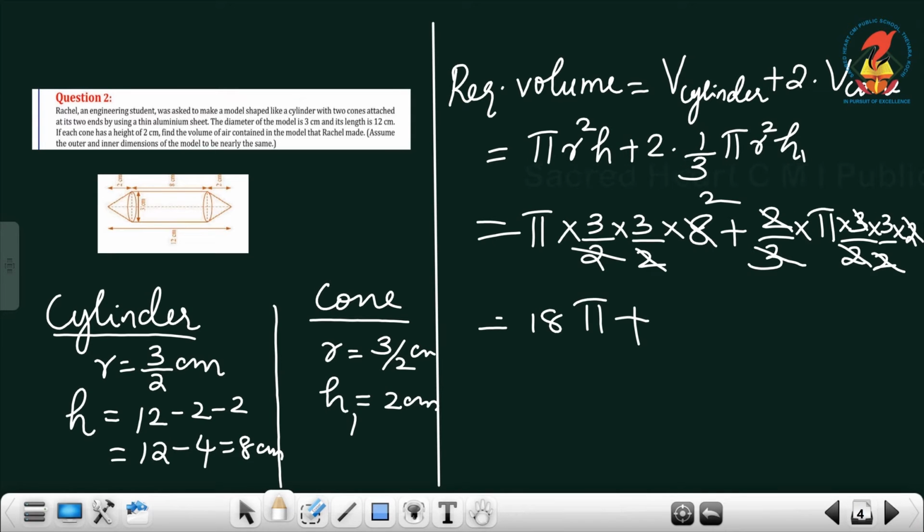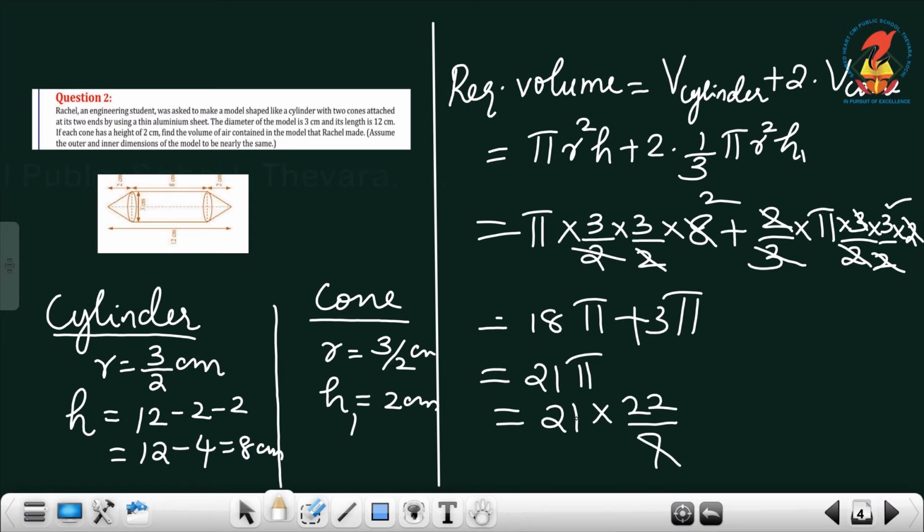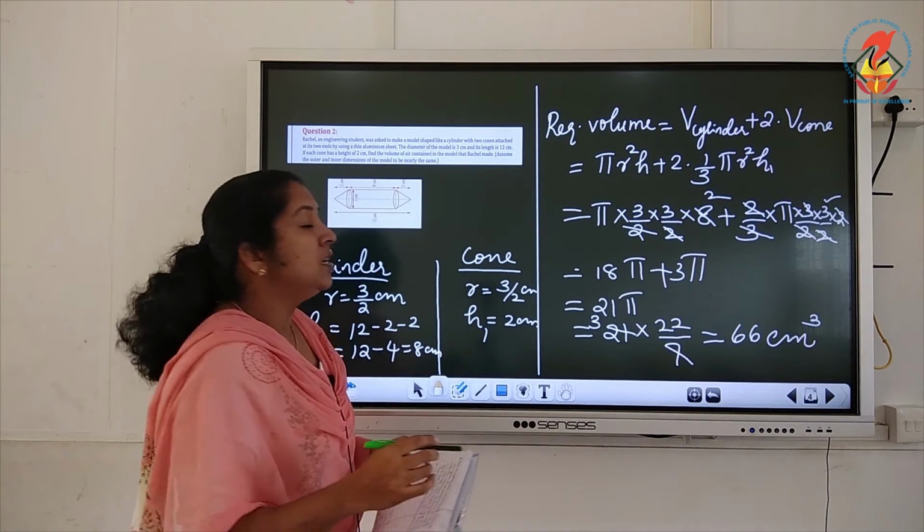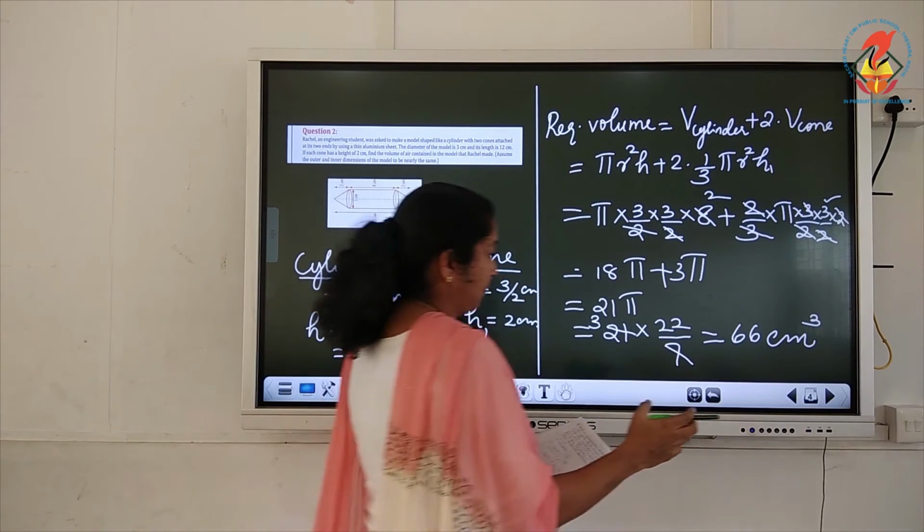So, it is 18 pi plus, here symbol pi, it is 18 pi plus 3 pi, 3 is here. So, it is 21 pi, which you can write as 21 into 22 by 7. So, 7 3s are 21. So, 66, and the unit is centimeter. So, 66 centimeter cube. That is the required volume.